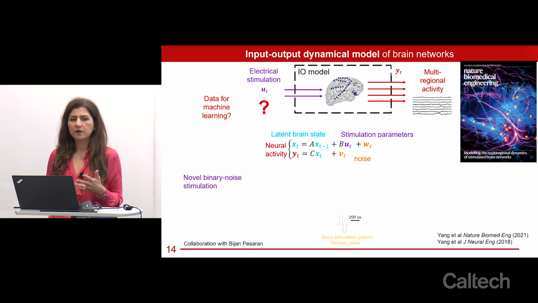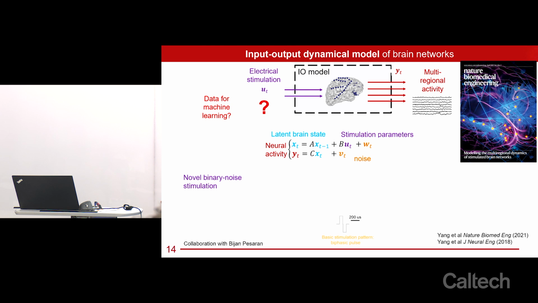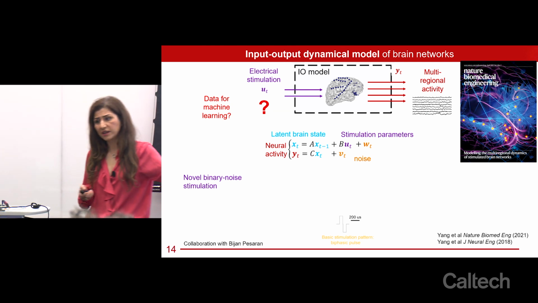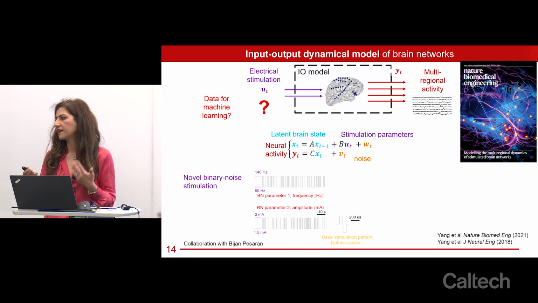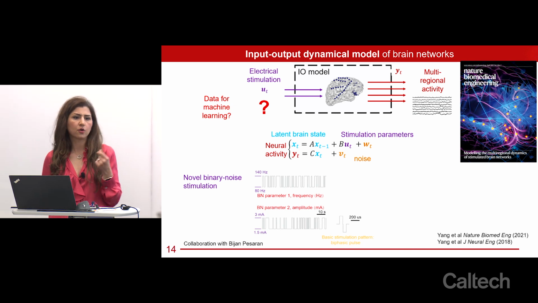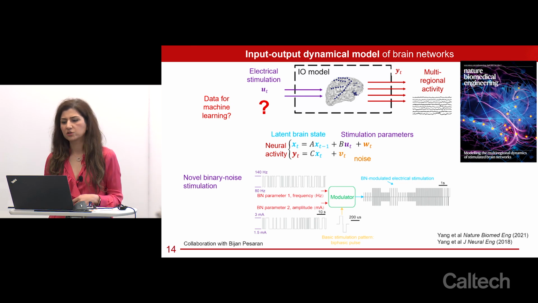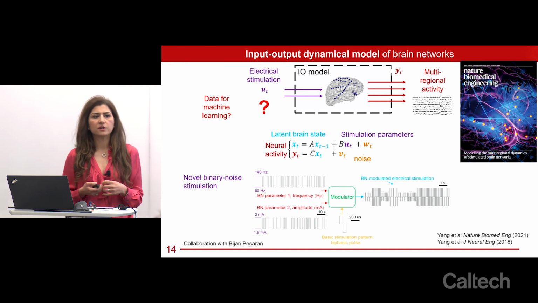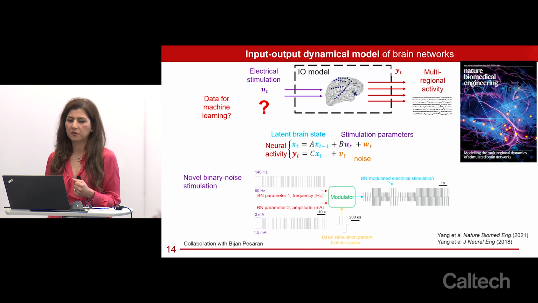So we developed a novel electrical stimulation waveform that started from biphasic pulses that are clinically safe, and then stochastically changed its frequency and amplitude according to essentially a coin flip. So this gave us a binary noise modulated electrical stimulation pattern that we showed is informative, persistently exciting, and clinically safe. So we started a collaboration with Bijan Pesaran's lab to actually test this in non-human primate experiments.